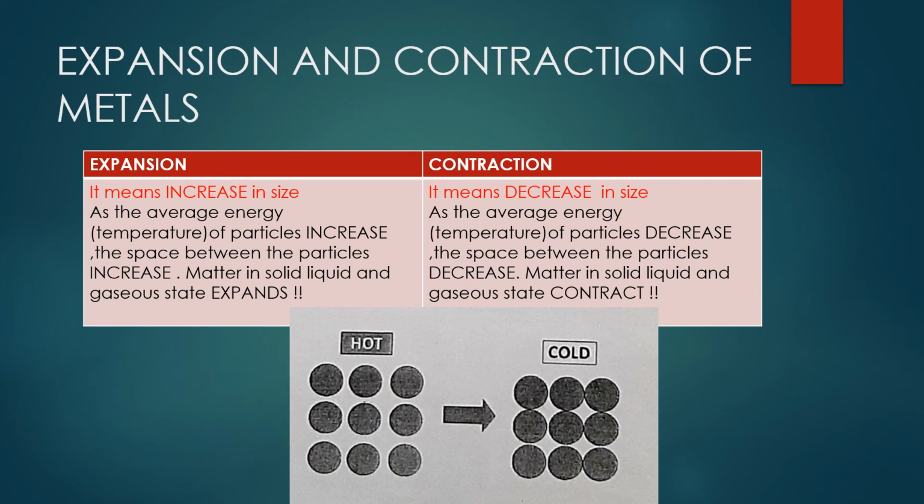Whereas in contraction, what happens? The average energy, that is the temperature of the particles, decreases. Therefore, the space between the particles also decreases, and the matter in a solid, liquid or gaseous state is said to be in a contracted phase. So they contract. As you can see in the two diagrams, hot and cold, the particles are very close to each other in the cold condition, that is the contracted stage, and in the hot one the space between the particles increases, and this is called the expanded form. This is called expansion.